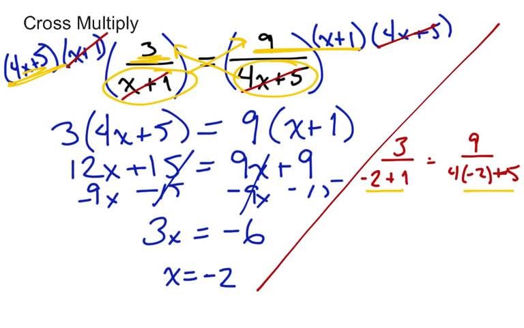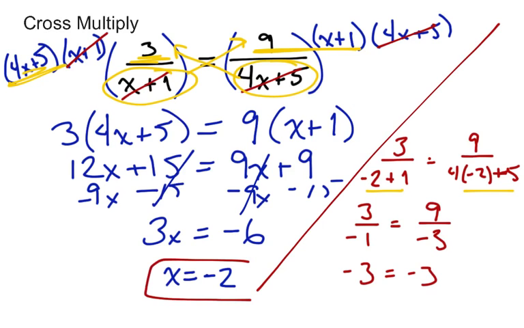And negative 2 plus 1 doesn't equal 0. And 4 times negative 2 plus 5, that doesn't equal 0 either. So this probably is going to work out. And if we check it, we end up with 3 over negative 1 is equal to 9 over negative 8 plus 5, which is negative 3. And those two are equal to each other. Negative 3 equals negative 3. So x equals negative 2 was our solution.